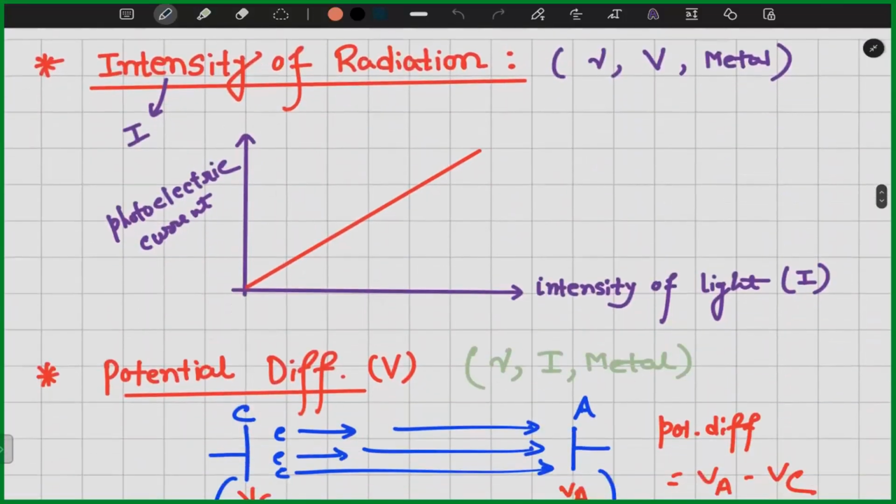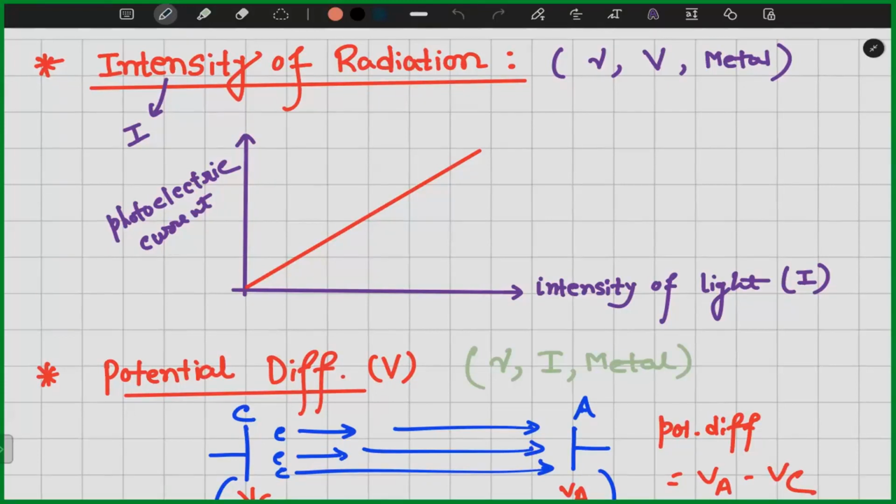When we are varying the intensity of the radiation, I am repeating, the other parameters, the frequency nu, the metal plate, that is the characteristic of the metal, and the potential difference V, should be kept constant. Otherwise, there is no meaning to varying any parameter. When we vary a parameter, we want to study its effect on the experiment, so we have to keep the rest of the parameters constant.